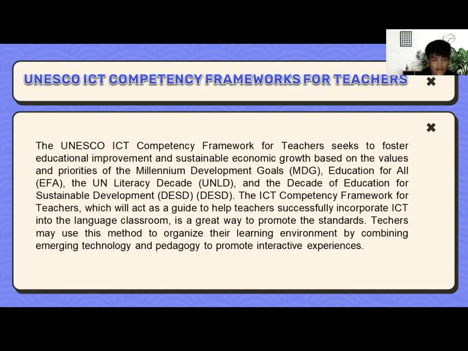The UNESCO ICT competency framework for teachers seeks to foster education improvement and sustainable economic growth based on the values and priorities of the Millennium Development Goals, or MDG, Education for All, or EFA, the United Nations Literacy Decade, or UNLD, and the Decade of Education for Sustainable Development, or DESD.